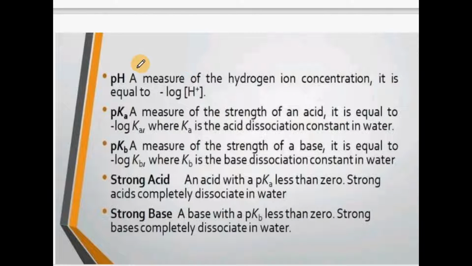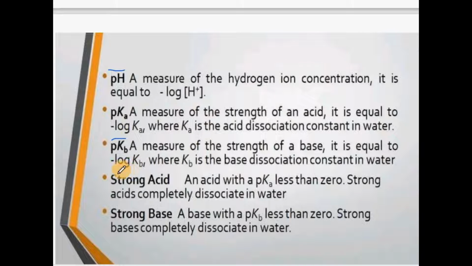Now, these are some basic terms in acids. You have pH. The pH, which is the power of hydrogen, is just a measure of hydrogen ion concentrations in the solution. We have pKa, which is the acid dissociation constant, which measures the strength of an acid. We have pKb, which is the base dissociation constant, which measures the strength of a base.